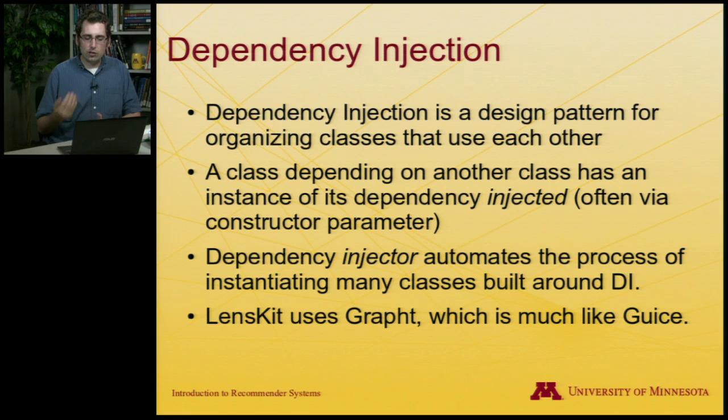And then a dependency injector just automates the process of instantiating many classes built using this design pattern. If you've worked with Guice or Pico Container or Spring or on the .NET platform Ninject, then you've worked with a dependency injector. In LensKit, we use a dependency injector called Grapht, which is very much like Guice but provides some additional capabilities that we need.